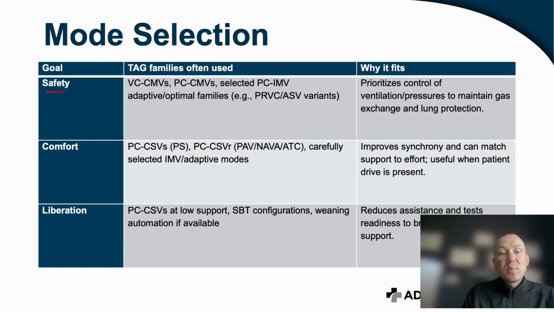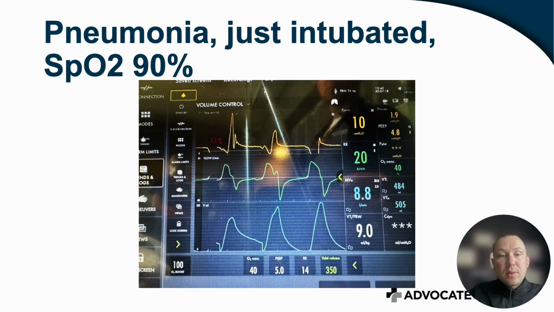For example, for safety, VC-CMV, or volume assist control, typically will be a chosen mode. PRVC is an acceptable alternative. For comfort, modes like pressure support, or PC-CSV, can be used as a main mode for mechanical ventilation. And for liberation, we can use PC-CSV, or pressure support, as a test in order to ascertain if patient is ready to be liberated from the ventilator.